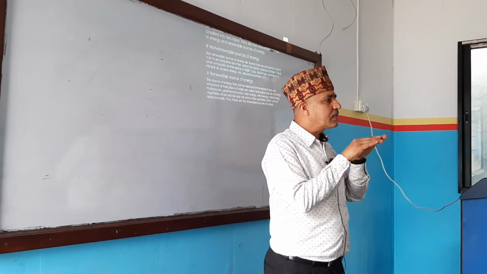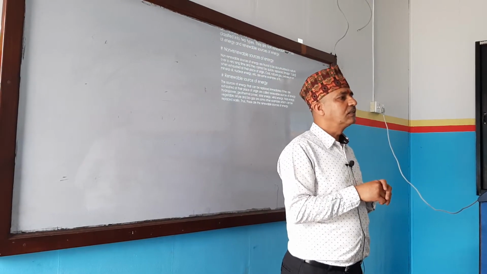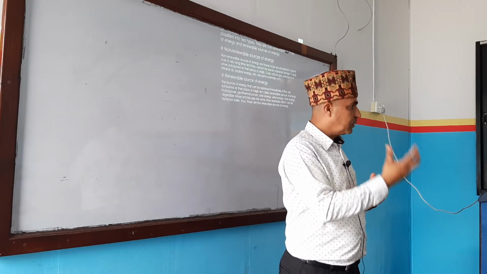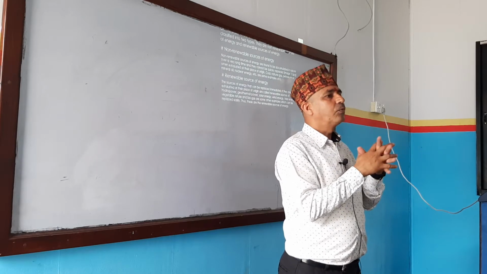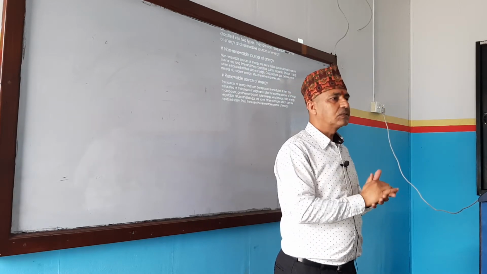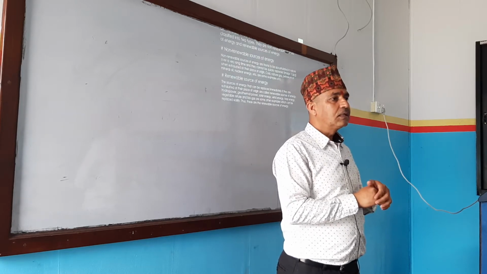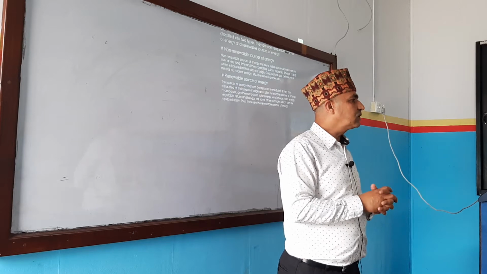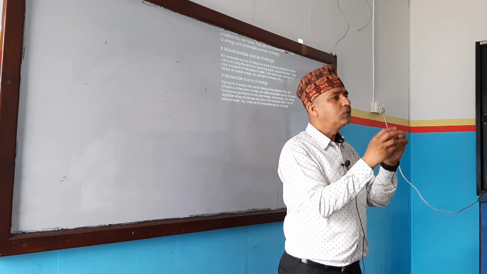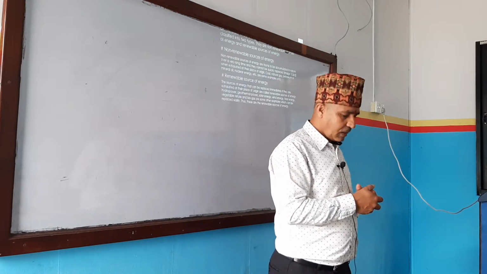As we go inside the earth's crust, the temperature increases or decreases? Increases. And by using that heat, we can get other forms of energy, and that energy is called geothermal energy. Geo means earth, thermal means heat. Energy that is obtained by using earth's heat is called geothermal energy.